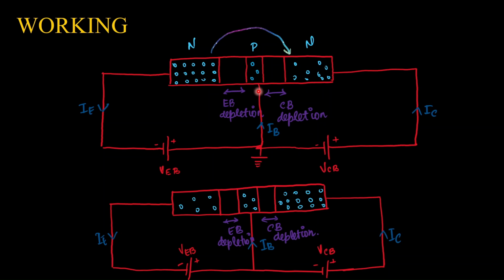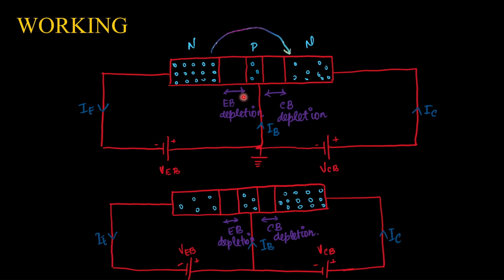The image shows an NPN transistor: the emitter base is forward biased and the collector base is reverse biased. If you can see here, the emitter base depletion layer is very small compared to the collector base. I have drawn it in the same size, but generally the emitter base depletion layer is very small compared to the collector base. Why? Because emitter base is forward biased and collector base is reverse biased.